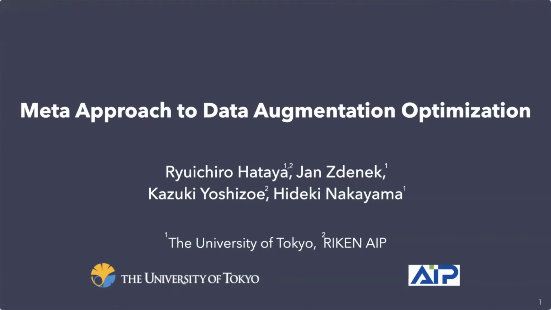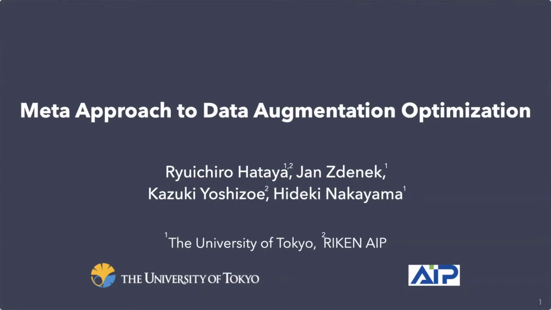Hello, I'm Ryuichiro Hataya. I present our work, Meta Approach to Data Augmentation Optimization, which is a method to optimize a CNN and its data augmentation policy simultaneously. Before starting this presentation, I thank my co-authors Yan, Kazuki, and Hideki.